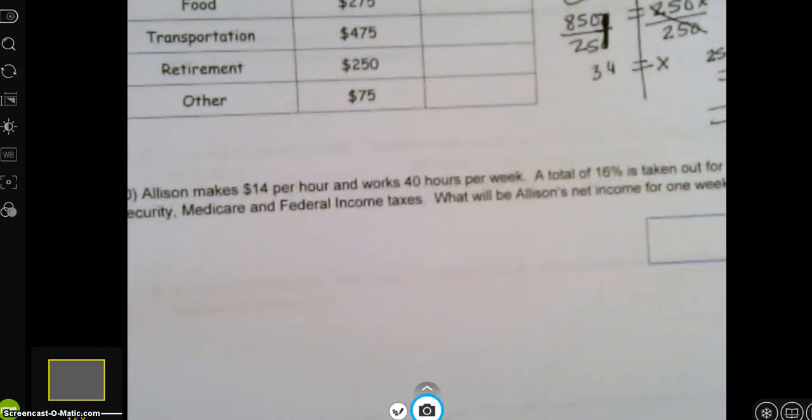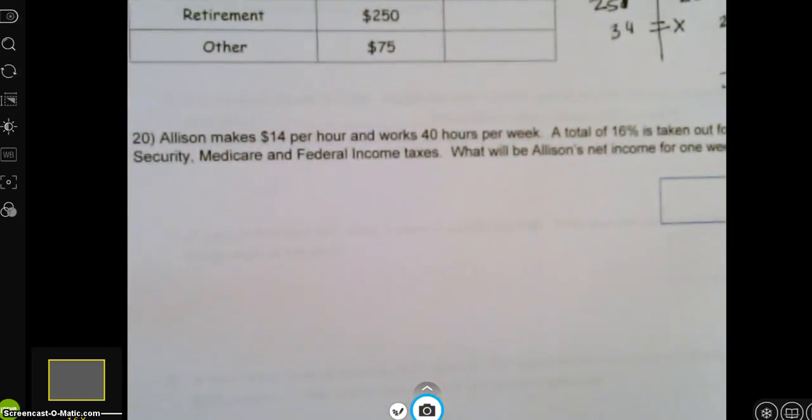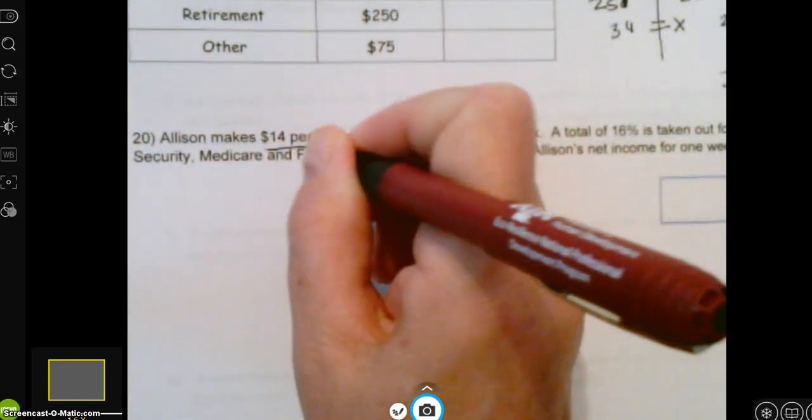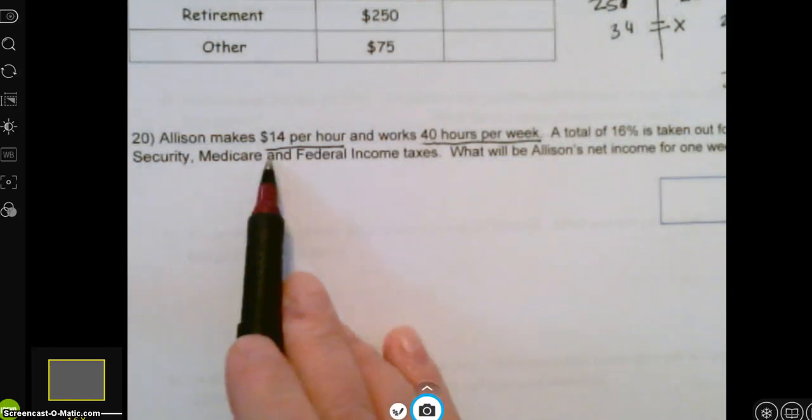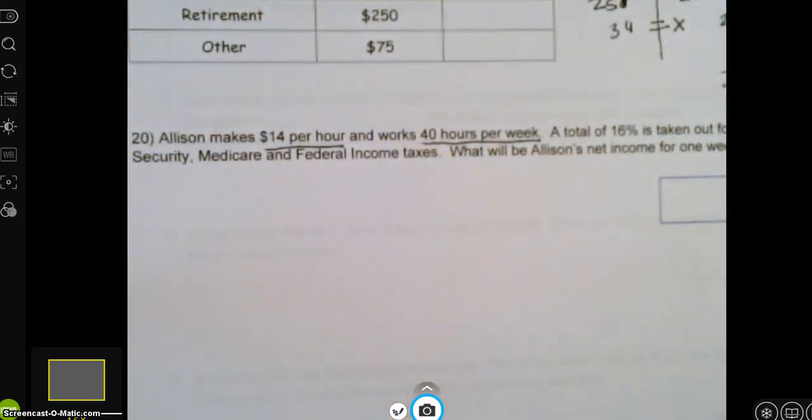Number 20 I think is a good problem. It says Allison makes $14 per hour and she works 40 hours per week. Okay? So this is good. This is something you should be able to figure out. So if she makes $14 per hour and she works 40 hours per week, I want you to think of what you would do to figure out how much she makes in a week. Gross pay. Okay?